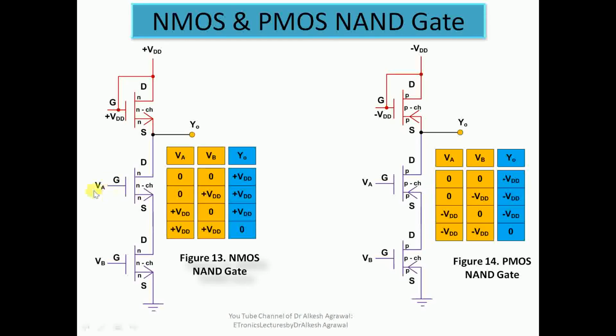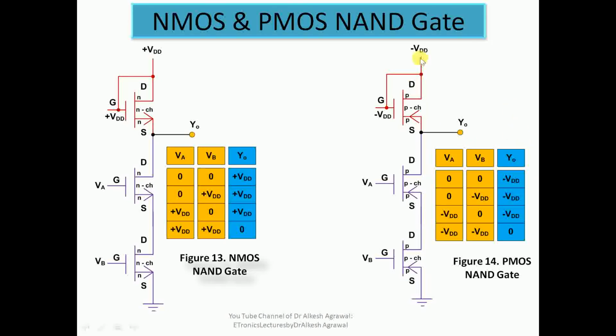In one case, when both inputs are given high logic, that is V is given high logic and VB is given high logic, that is plus VDD and plus VDD, both the transistors will be in on state, and since they are in cascaded form, the output will be pulled down to ground, so we get a low logic output. The same functioning is that of a PMOS NAND gate.